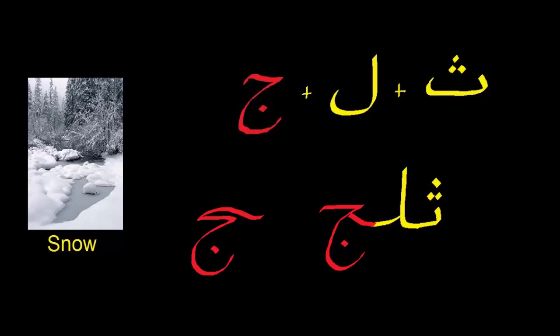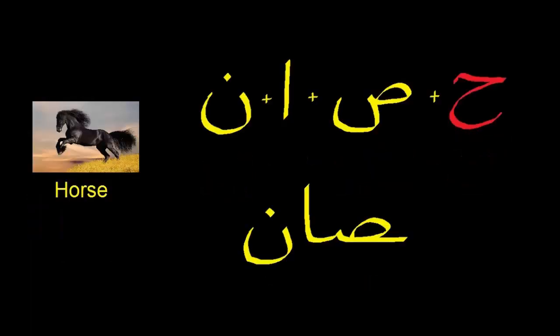We'll look at a few examples. The first example for the Ha is a Ha in the beginning of the word. In this case, the word for horse is Hisan. We have a Ha, a Sad, an Alif, and a Noon. And the Ha is in the beginning.